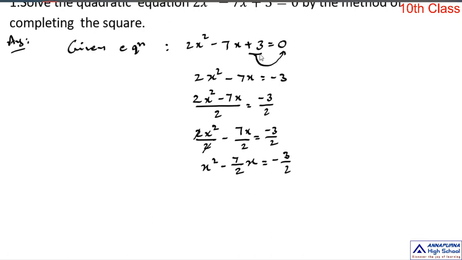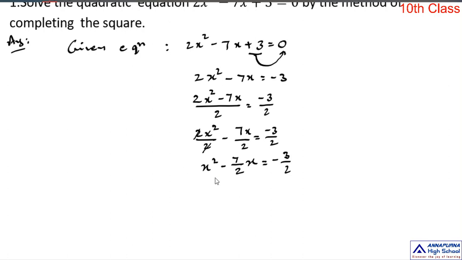In the first step, we transpose the constant term to the right side, and in the second step we change the coefficient of the highest degree term to 1. So if there is any coefficient in that term, you just divide the total equation by that coefficient. Here I have 2, so that's why I divide the total equation by 2. Total equation means you divide the left side and the right side separately by that coefficient. Now the x square coefficient is 1.